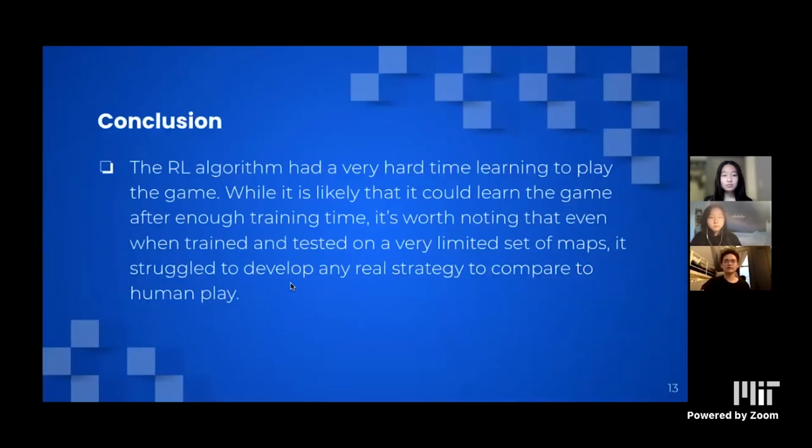The main conclusion we reached was that the RL algorithm had a very hard time learning our game. And even though it possibly wasn't as well trained as it could have been, it is worth noting that it was trained and tested on a very limited set of maps, which should have given it a real advantage in learning the rules of the game. Instead, it seemed to fail to really understand the game environment or develop any real strategy that was comparable to human play.